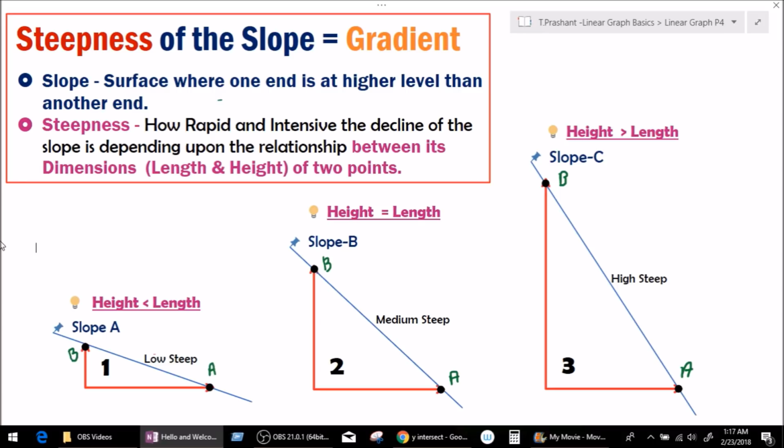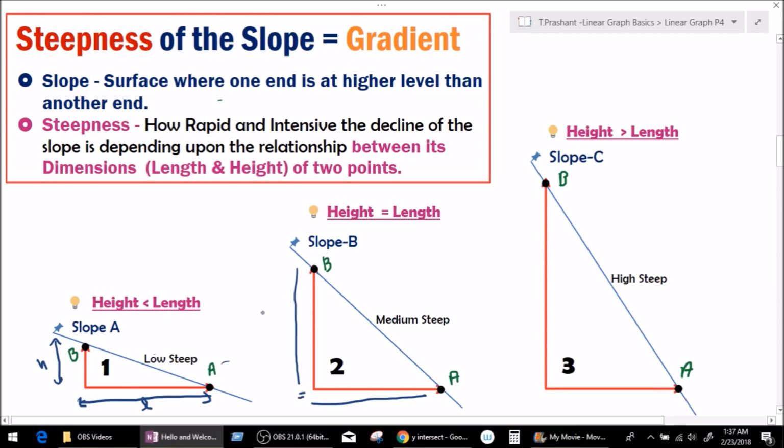What is steepness? Steepness is basically how rapid and intensive the decline of the slope is depending upon the relationship between its dimension, which is length and height of 2 points. Let's have a look at slope A. So how intensive and rapid the decline of the slope is. And decline of the slope is not that bad because of its two dimension, which is height and length. Height is relatively low compared to the length of the shape, which gives out a low steep, which means the decline is not that rapid or intense, and we can term it as low steep.